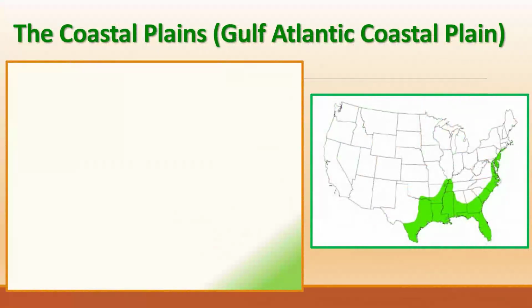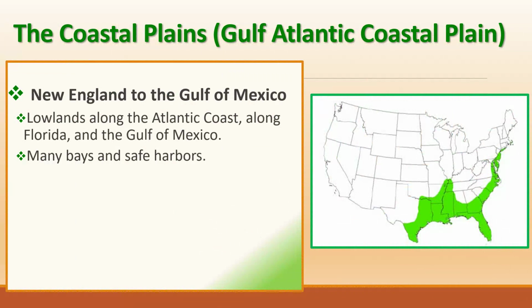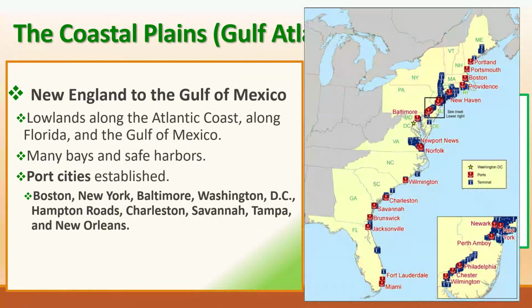The coastal plains, the Gulf Atlantic Coastal Plain. That's what it's also known as. Well, what are the features of this? It stretches from New England to the Gulf of Mexico, so it's a very large area. It's the lowlands along the Atlantic coast, along Florida and the Gulf of Mexico. There are many bays and safe harbors here. Port cities are established very early on. Boston, New York, Baltimore, Washington, D.C., Hampton Roads, Charleston, Savannah, Tampa, and New Orleans.